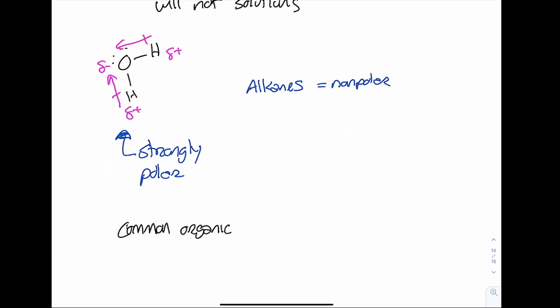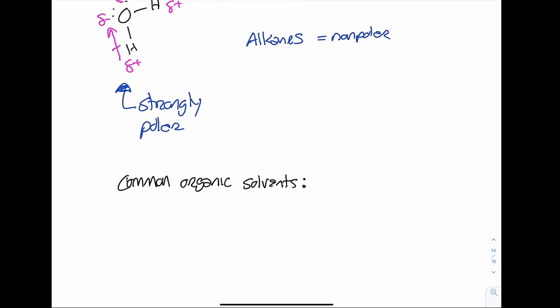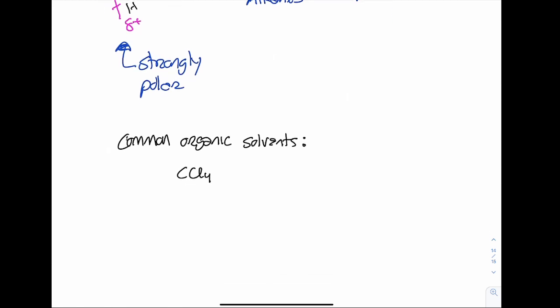And this is by no means a complete list. I just want you to start getting used to seeing some of the things that we're going to be using as solvents. So carbon tetrachloride, CCl4, right? So sp3 hybridized carbon, but instead of bonded to 4 hydrogens, I have it bonded to 4 chlorines.